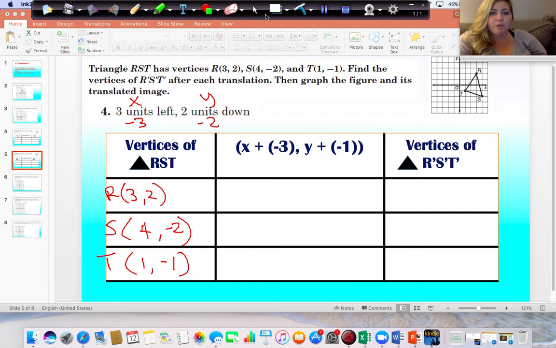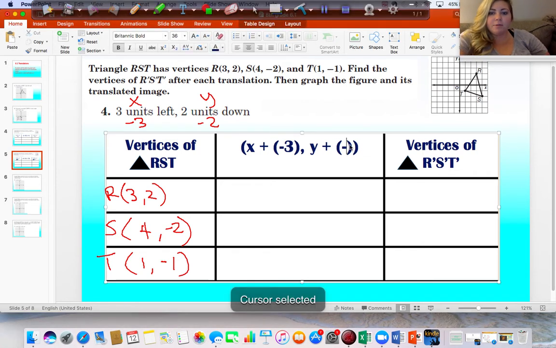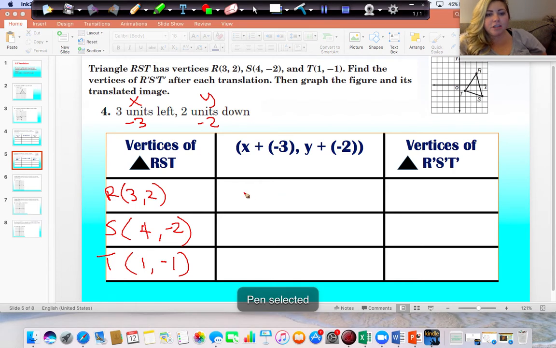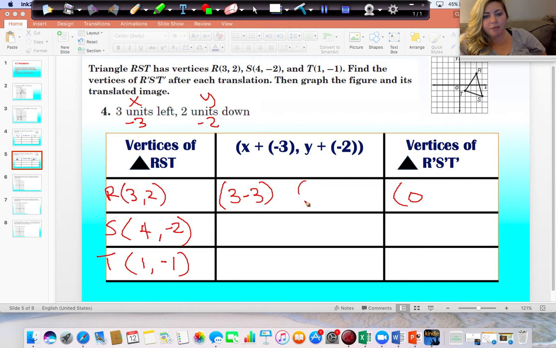I put subtracting 1 right here. This is supposed to be a 2. Excuse me. All right, so we've got 3, and we're subtracting 3. So that's going to give us our new x coordinate, which is going to be 0. And for our y's, we've got 2, and we're subtracting 2. So we've got our new coordinate. It's going to be 0 as well. So 3 minus 3 gives us 0, and 2 minus 2 gives us 0.